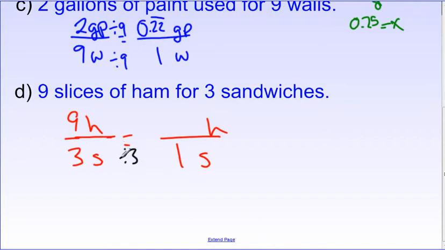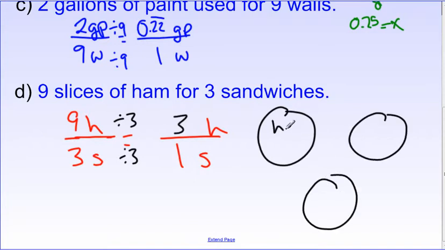3 divided by 3 is 1. 9 divided by 3, hopefully you can do that in your head, is 3. Now let's see if that makes sense. If you got 9 slices of ham for 3 sandwiches, so there's 1 sandwich, 2 sandwich, 3 sandwich. There, those are H's. That's all my ham. So there's 3 sandwiches, and each sandwich has 3 slices of ham. So 1 sandwich has 3 hams. Those are unit rates.